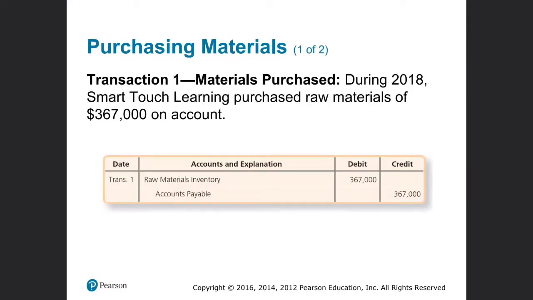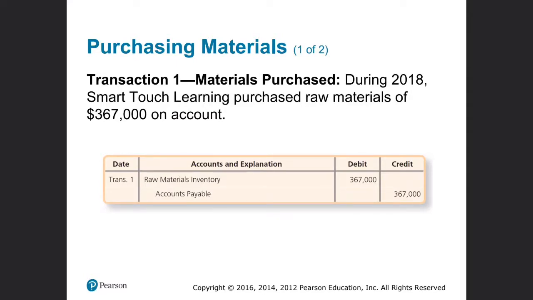So here we're going to go through purchasing materials. And so we have transaction 1, materials purchased. During 2018, Smart Touch Learning purchased raw materials of $367,000 on account. Do any of you remember what purchase on account means?